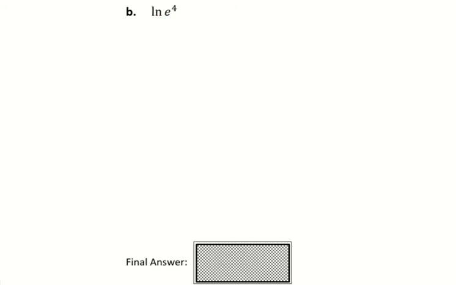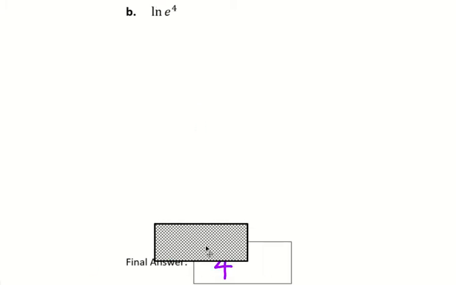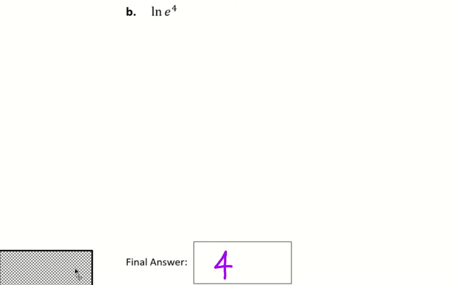The base is e. So this question's like asking you, e to what power gets you e to the 4th power? It's almost so simple, it's tricky. You know what I mean? e to what power is e to the 4th power? Well, I hope by now you're totally comfortable with the answer. Should be 4. e to the 4th power equals e to the 4th power. So, yep, that's how that one works.